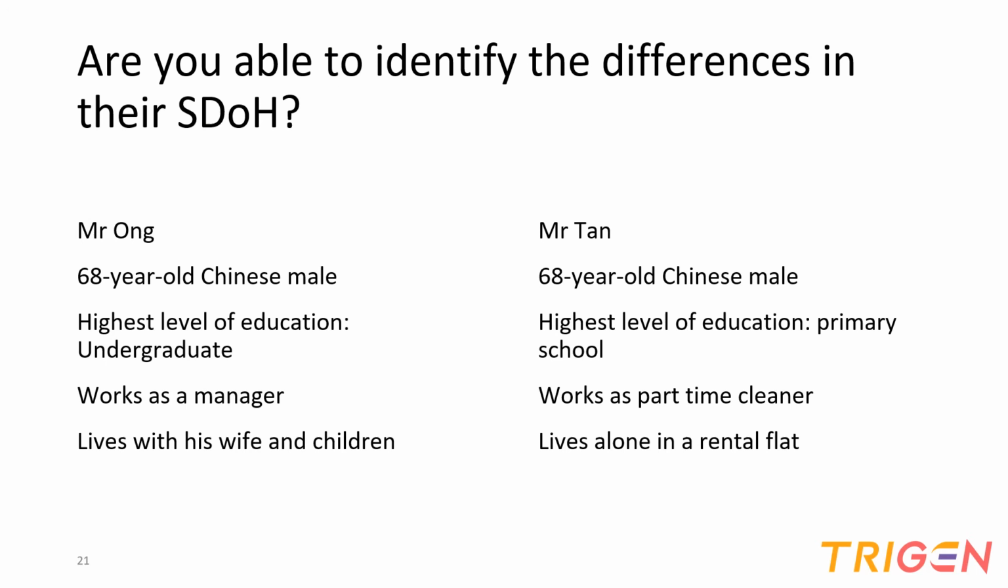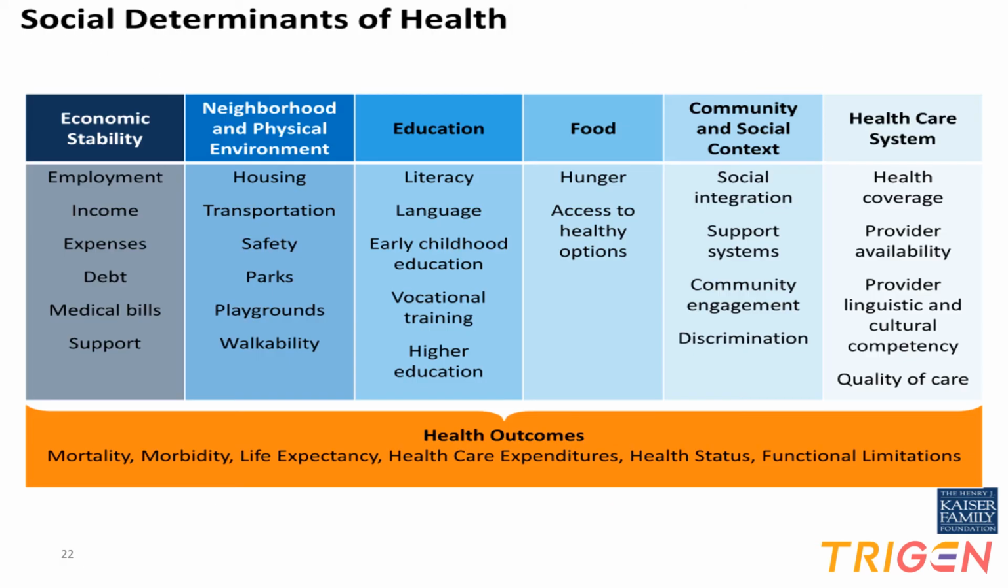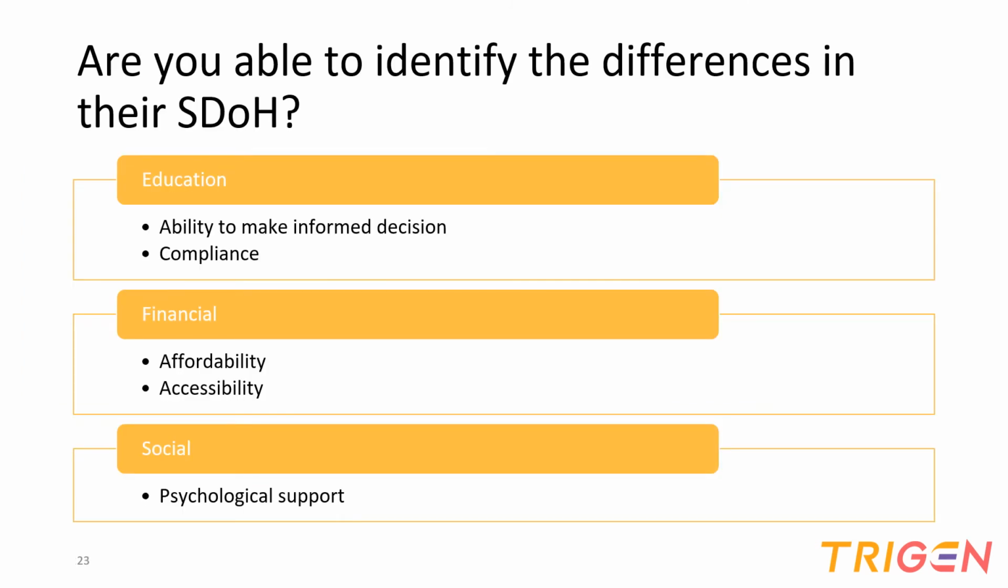Based on the previous scenarios, are you able to identify the differences in the social determinants of health? Here is a recap of the various categories of social determinants of health. Here we have selected income, education, as well as support systems. Through this case, we can identify at least 3 social determinants of health, as circled in the previous diagram.